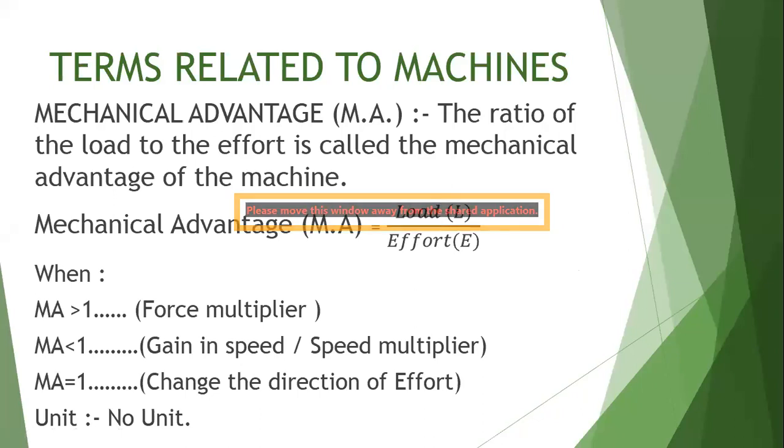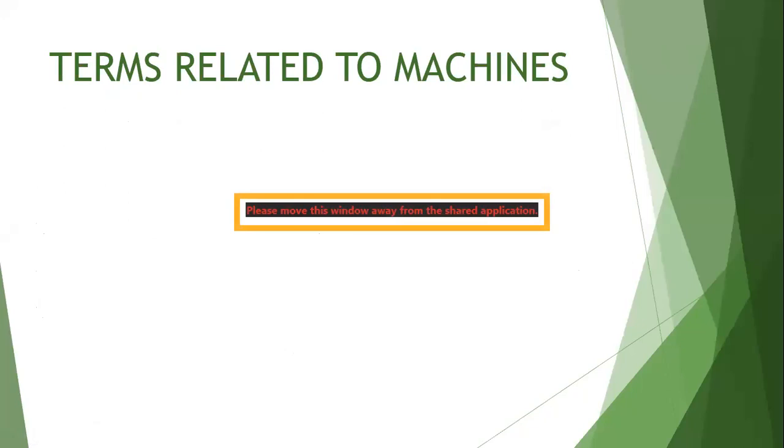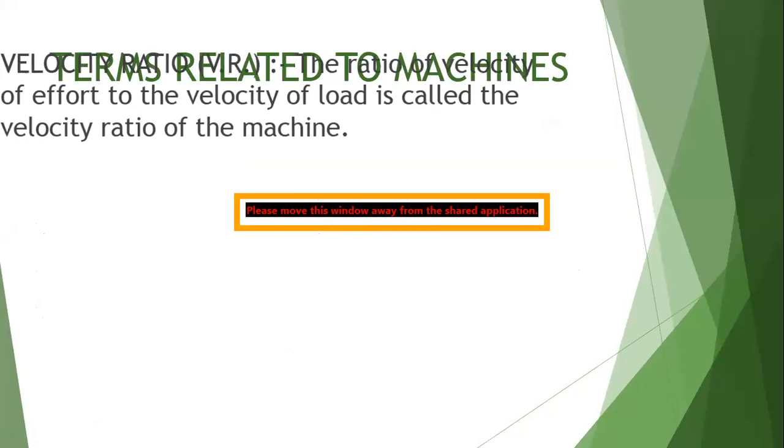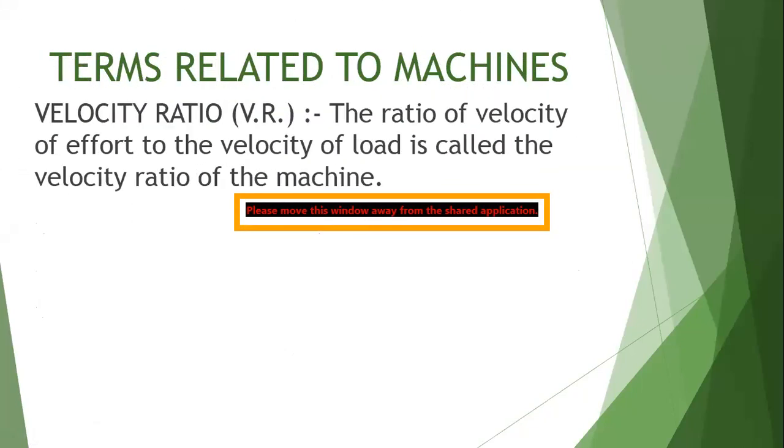Remember about MA. MA has no unit because it is a ratio of load to the effort. So it is a ratio of two similar quantities. That's why it will not have any unit. Okay. Now we start with another and a very important term, and that term is called velocity ratio.